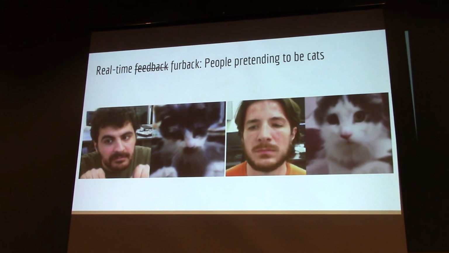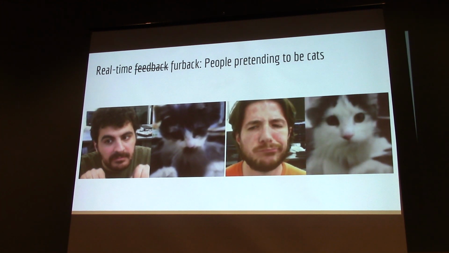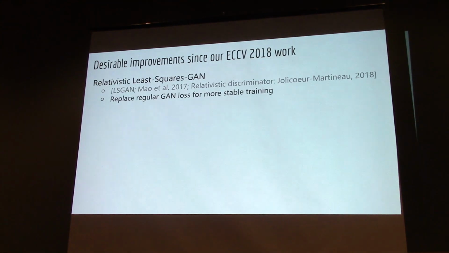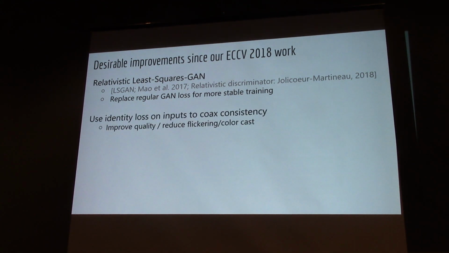So there's a few things here that we could do to improve. This was ECCV 2018, but this area is moving so fast. So I asked the authors what they would do if we had to build this today. Okay. So first off, we used a classic GAN loss. We would replace this with a least squares GAN loss. We'd use an identity loss on the input, and this would remove some of that color cast flickering that you see in the video there.